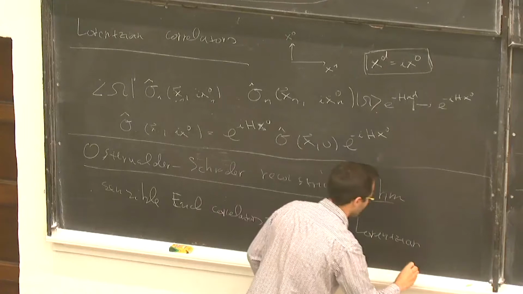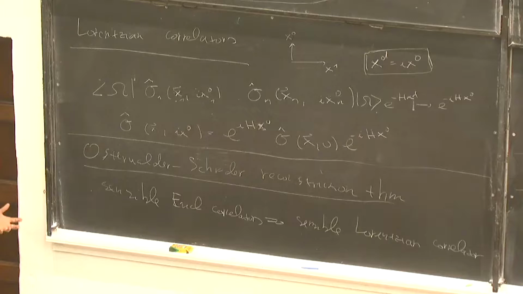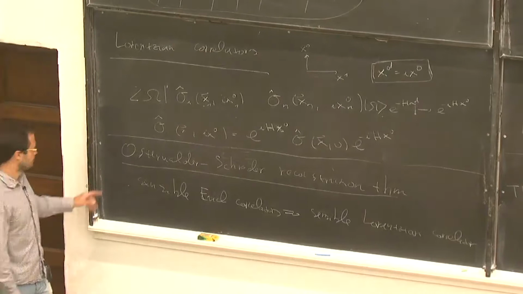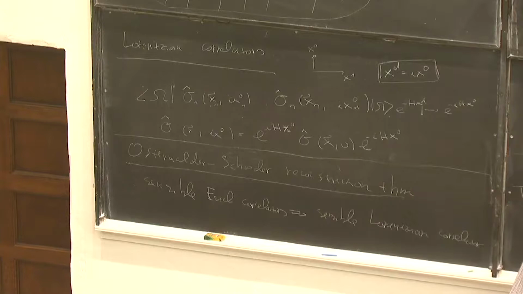Sensible means that the Euclidean ones need to satisfy reflection positivity, which is just the Euclidean version of unitarity, and must also be invariant under the isometry group. I think that's all you need. Yeah, thanks very much. I thought of that as an underlying assumption.